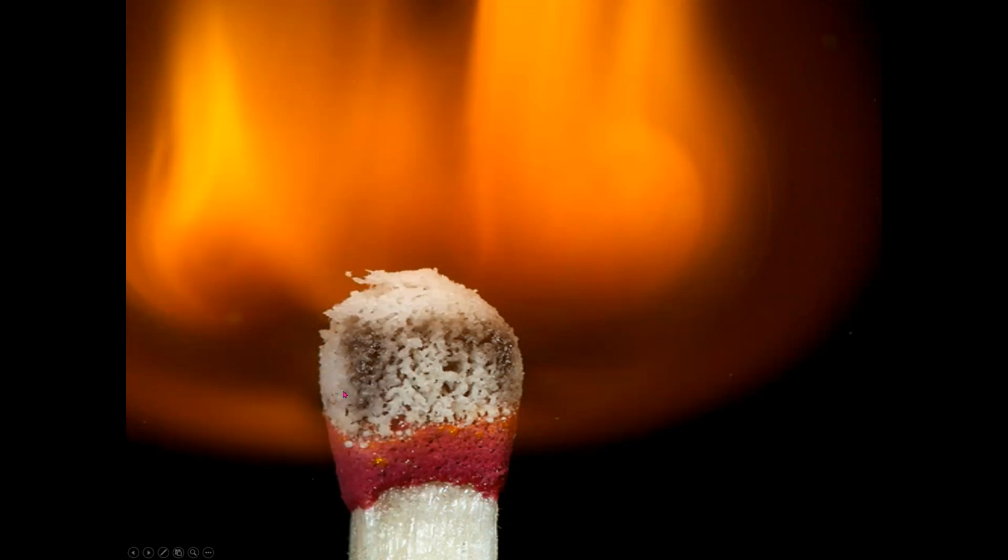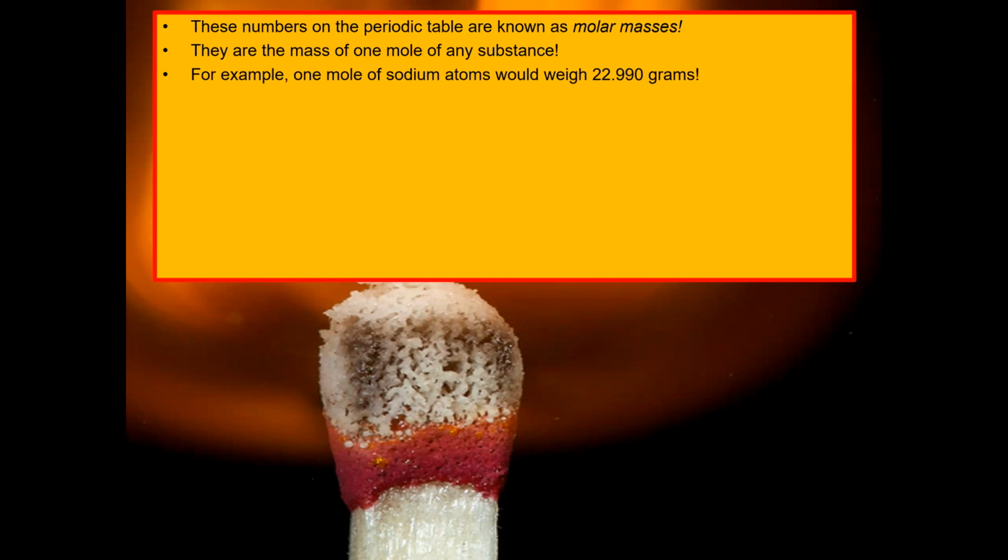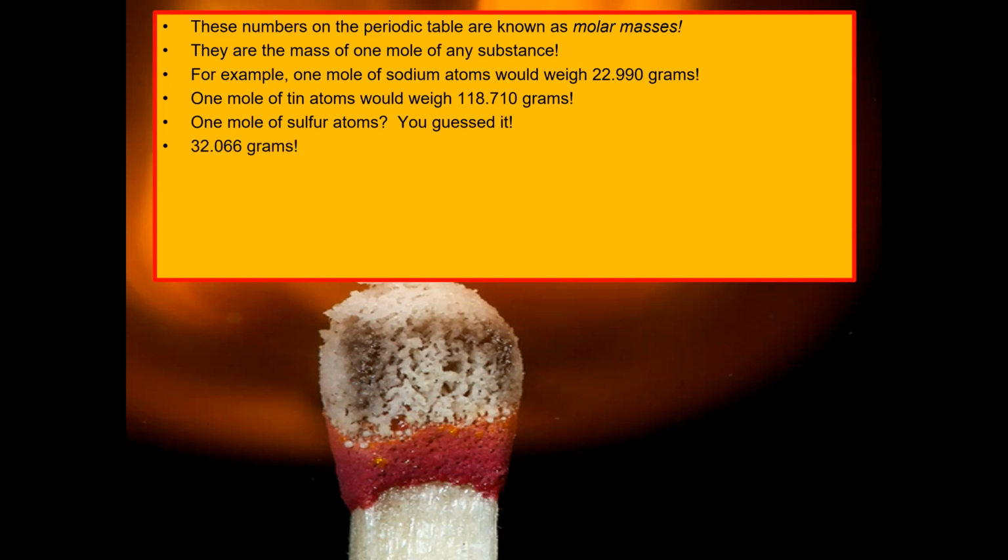So the numbers on the periodic table are known as molar masses. They are the mass of 1 mole of any substance. For example, 1 mole of sodium atoms, 22.990 grams. 1 mole of tin atoms, that's going to be 118.710 grams. What about sulfur? What is 1 mole of sulfur atoms? 32.066 grams. What is the point and why do we care?